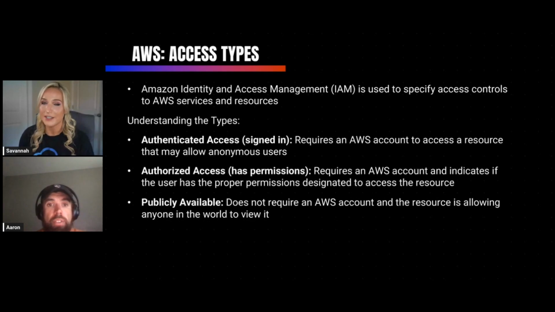Then breaking it down further from there, you categorize it as authenticated, authorized, and then publicly available. Authenticated means you have an AWS account, but you may not be able to access, say, another organization's resources, so you'd be considered an anonymous user, versus an authorized user is someone that's within that organization and has those permissions to access the designated resource. And then lastly, publicly available is just open to the world.